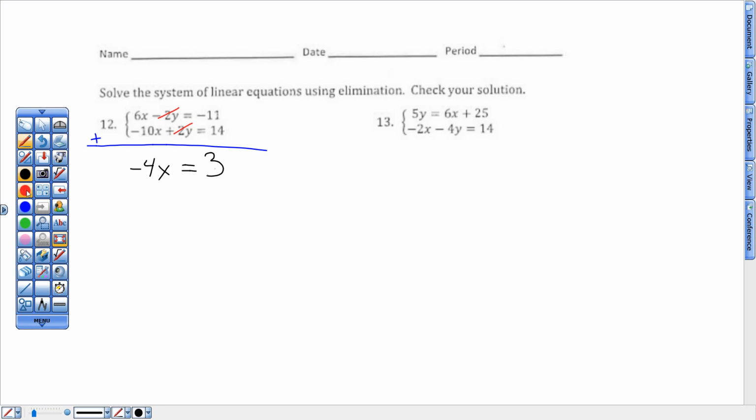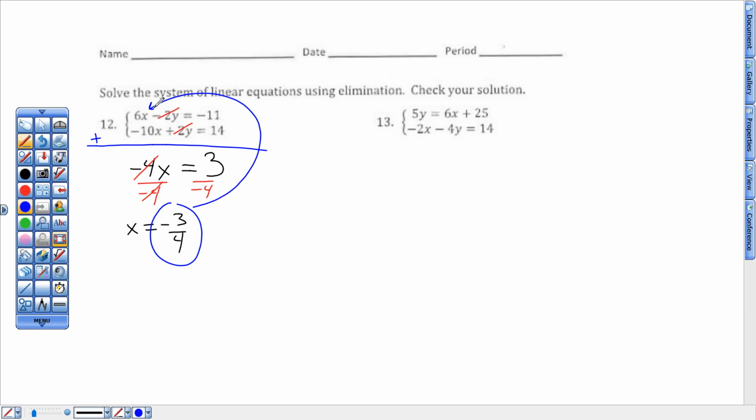All right, looks like that's what it is. And then divide by negative 4 right there. And that gives me x is negative 3/4. Oh, this is brutal. Then I need to plug that in and solve for y.